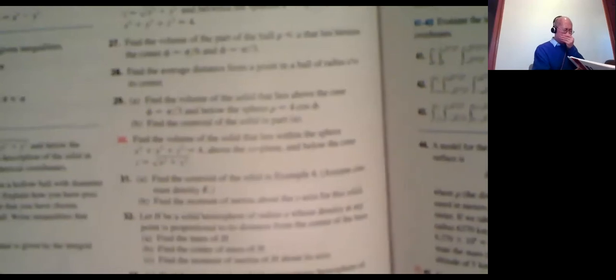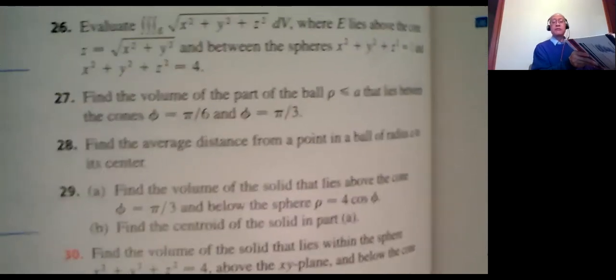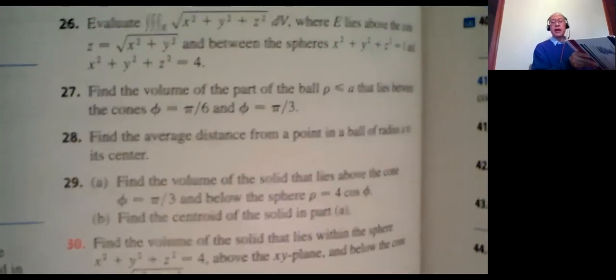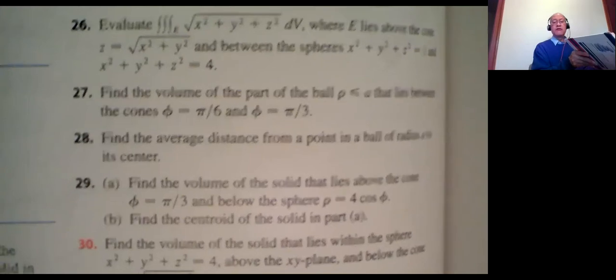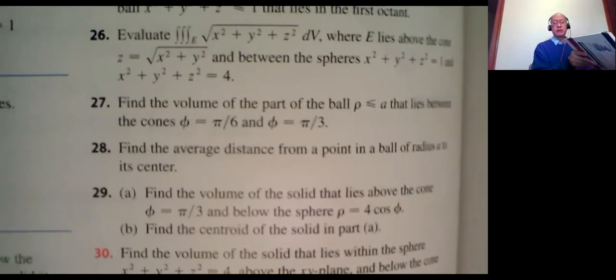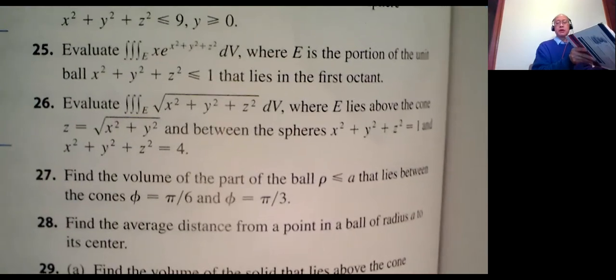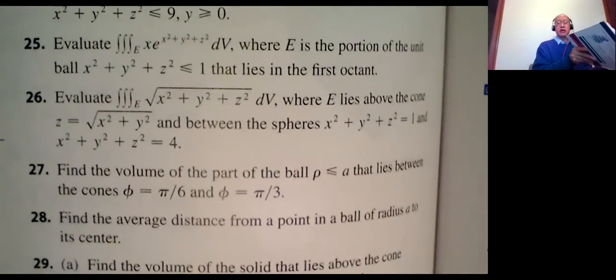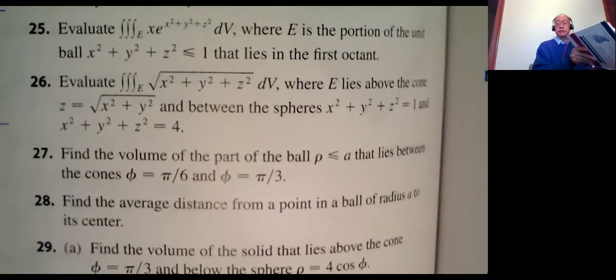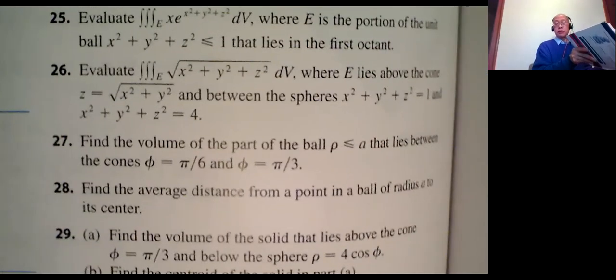So 27, the one that I'm adding on. Find the volume of the part of the ball rho less than or equal to A that lies between the cones. Phi is pi over 6 and phi is pi over 3. Okay, so you know automatically phi goes from pi over 6 to pi over 3. Rho is going from 0 to A. And they don't say anything about theta, so that means you've got the entire circle, as it were, meaning going from 0 to 2 pi.